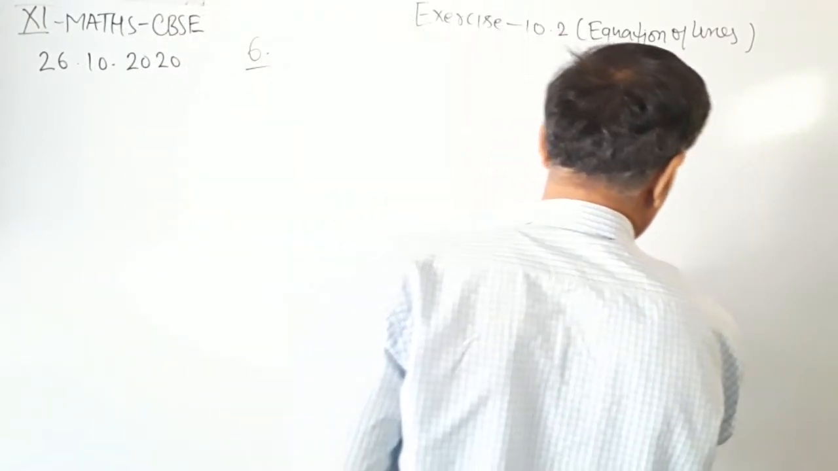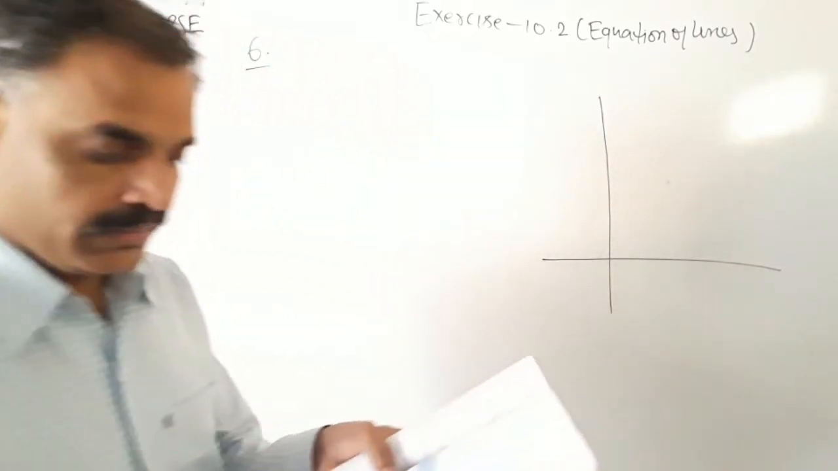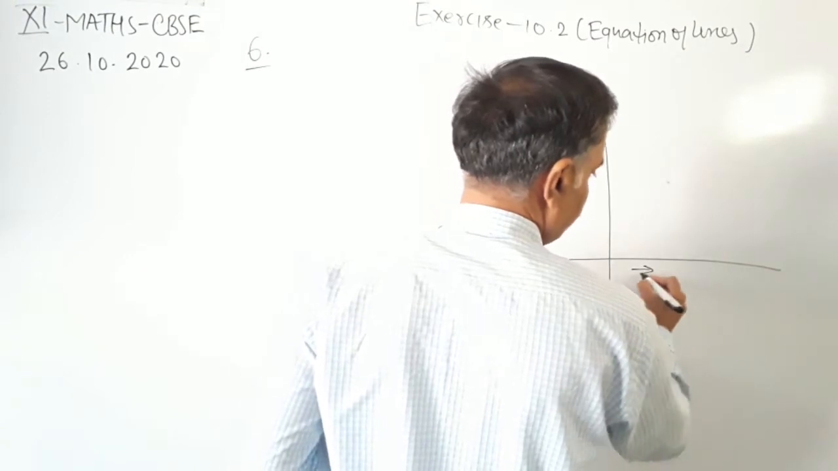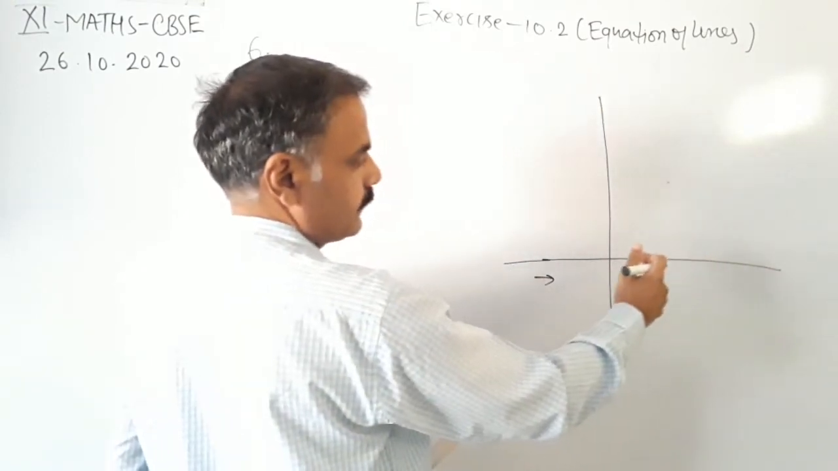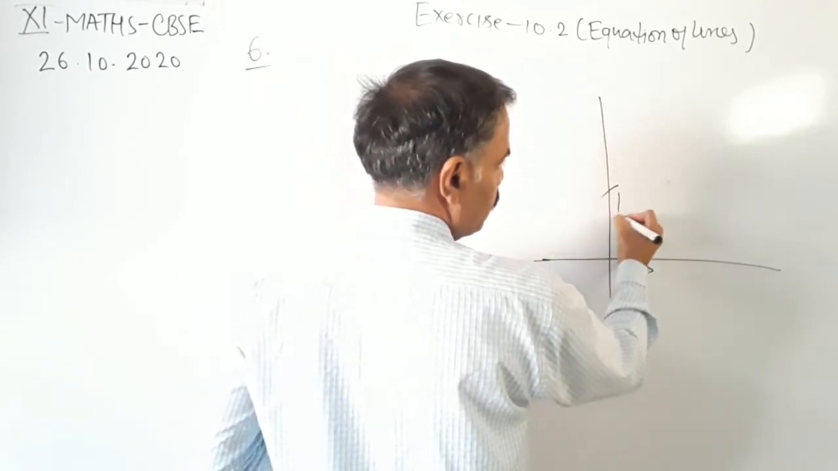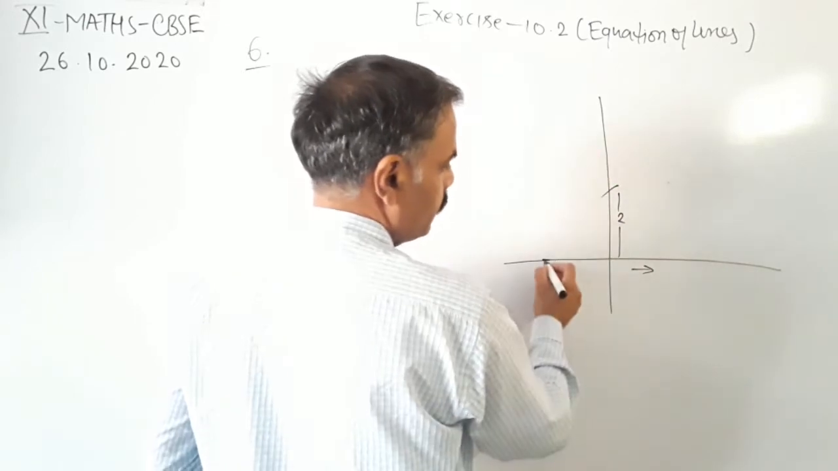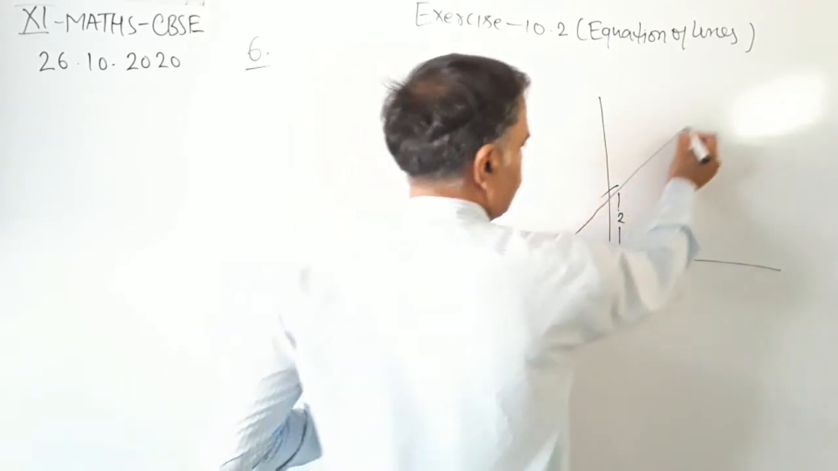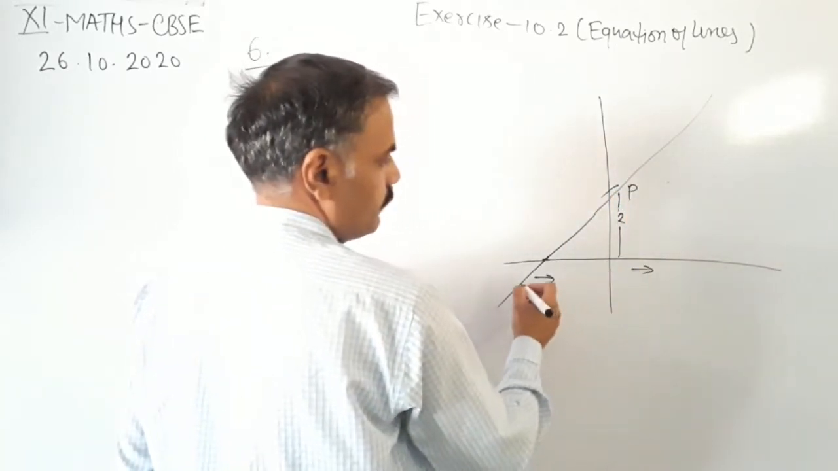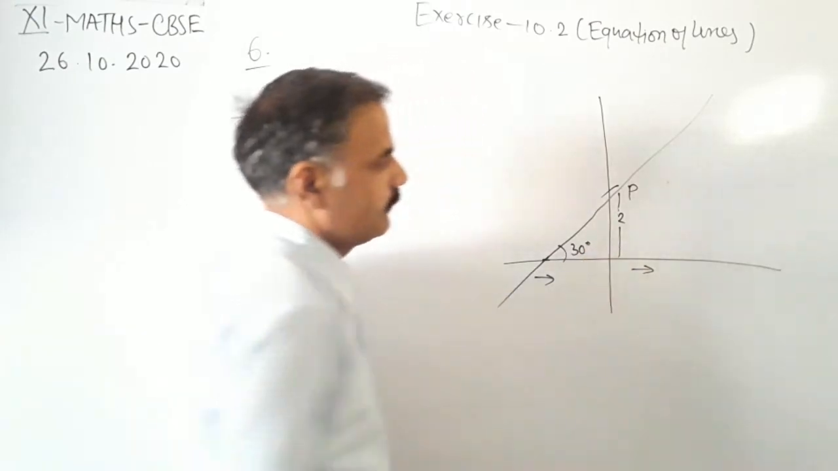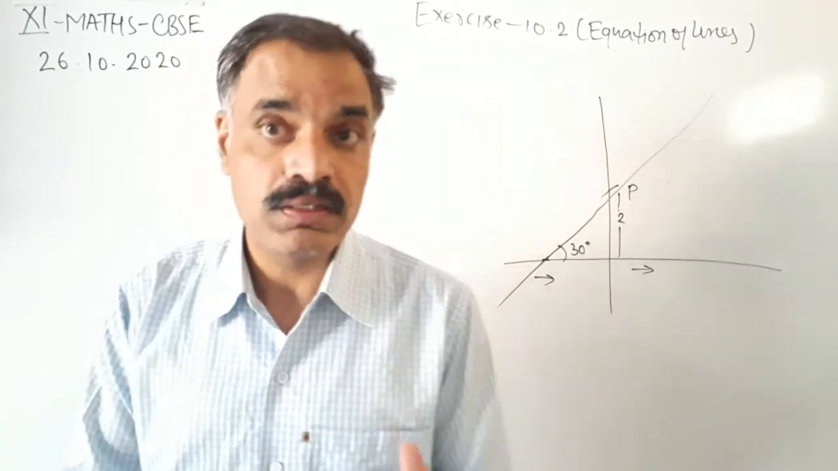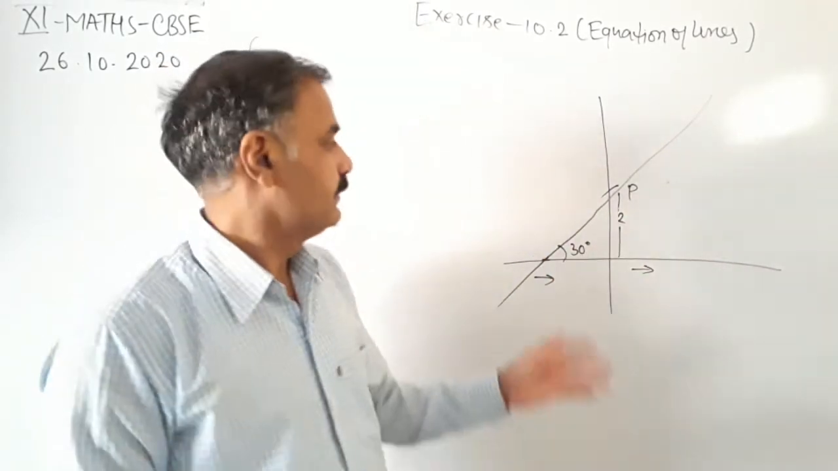The diagram will be 30 degree with the positive direction of x-axis. This is positive direction of x-axis. So the angle is 30 degree and at a distance of 2 unit above the origin. So the equation of line is like this, passing through this point and angle is 30 degree. Means the rough sketch of the given information will be like this.